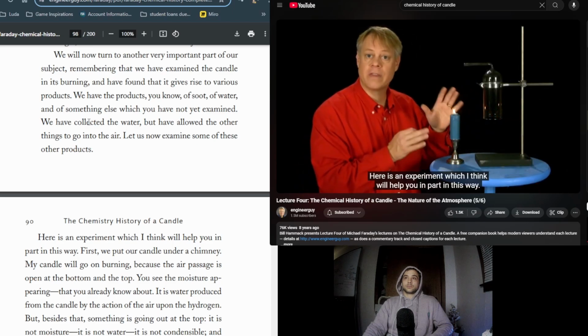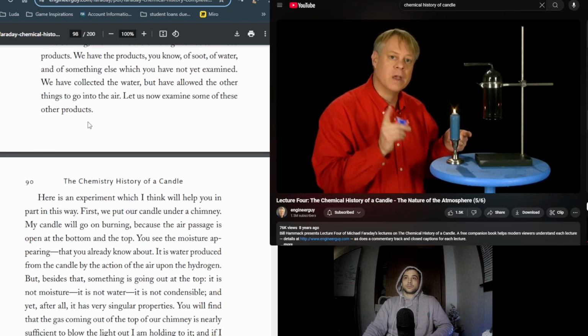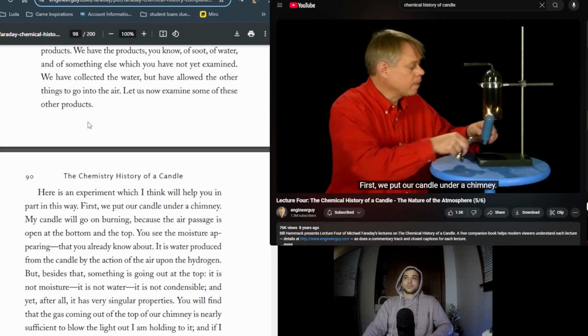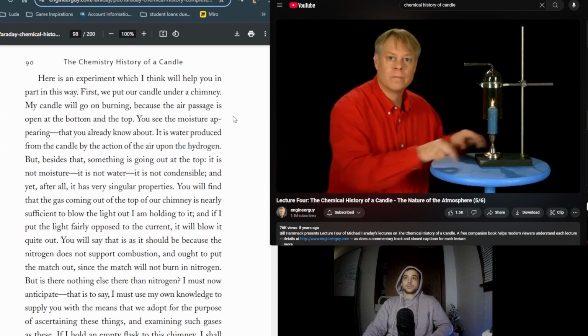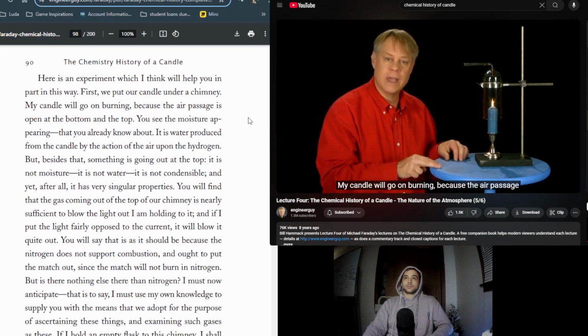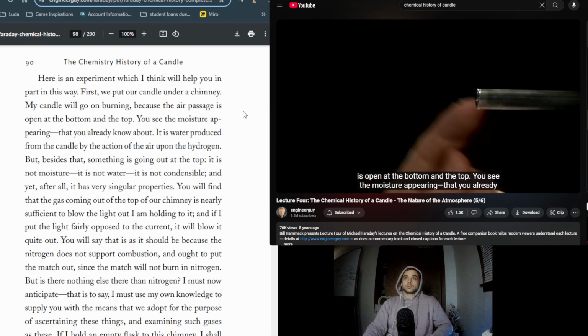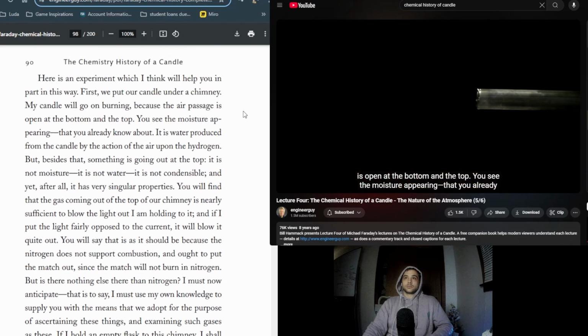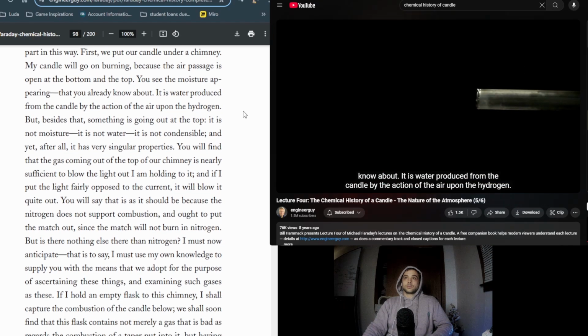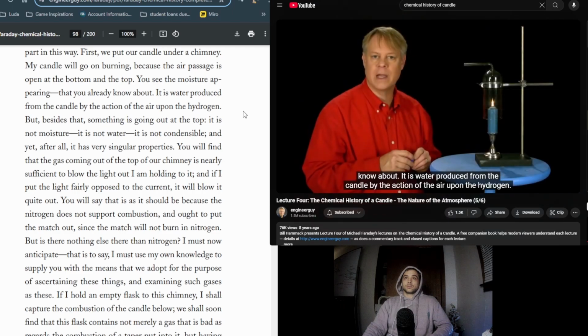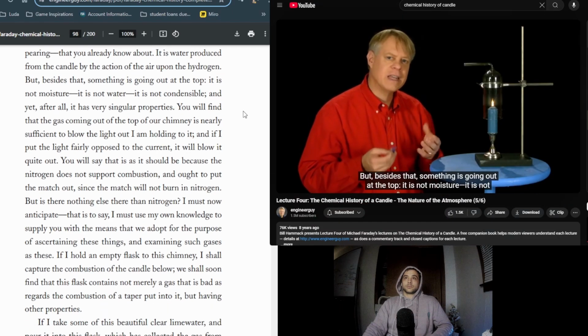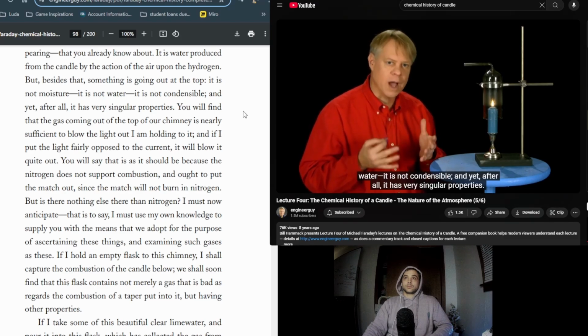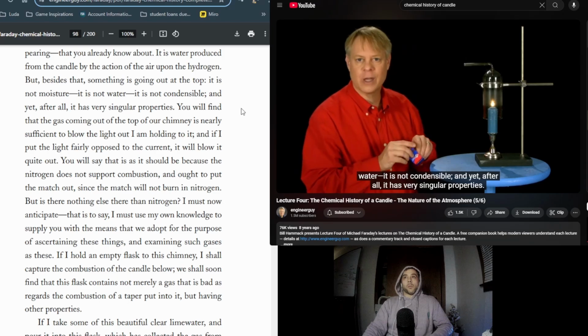Here is an experiment which I think will help you in part in this way. First, we put our candle under a chimney. My candle will go on burning because the air passage is open at the bottom and at the top. You see the moisture appearing, that you already know about. It is water produced from the candle by the action of the air upon the hydrogen. But besides that, something is going out at the top. It is not moisture, it's not water, it is not condensable, and yet, after all, it has very singular properties.